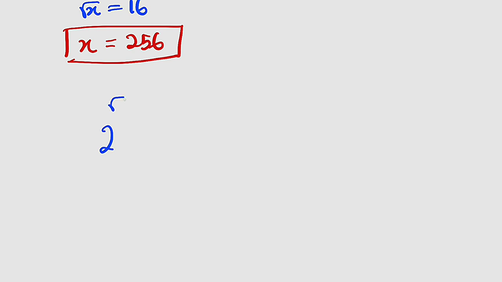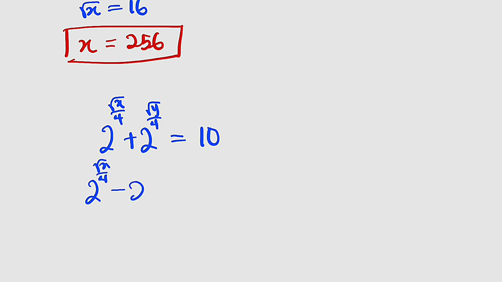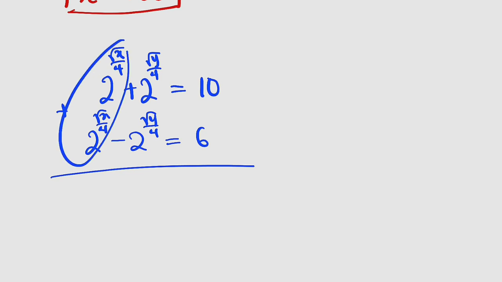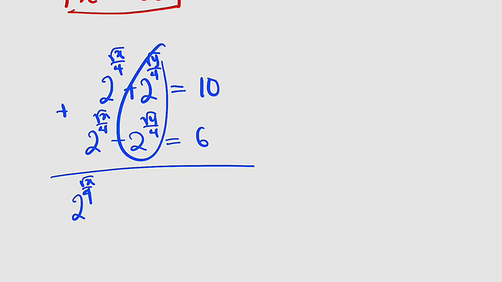2 raised to the power of square root of x divided by 4 plus 2 raised to the power of square root of y divided by 4 will be equal to 10. Then 2 raised to the power of square root of x divided by 4 minus 2 raised to the power of square root of y divided by 4 will be equal to 6. Let's do the same thing. We add. Once you add, this plus this will give us 2 of 2 raised to the power of square root of x divided by 4. If you add this, you get 0. Move to the other side, you have 16.